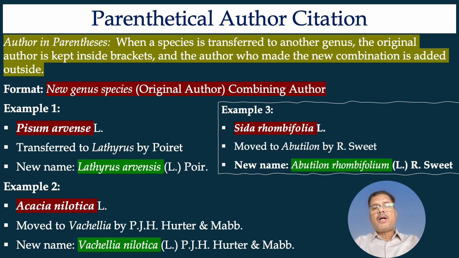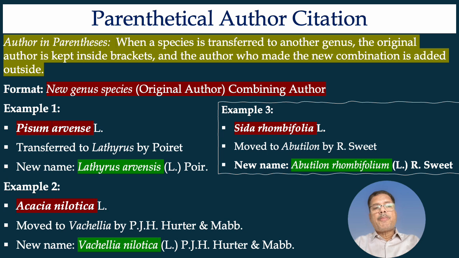In such cases, the name of the original author is retained inside the parenthesis, acknowledging the person who first described the species. Outside the parenthesis, the name of the author who made the new combination is added, indicating the taxonomist responsible for placing the species in its new genus.